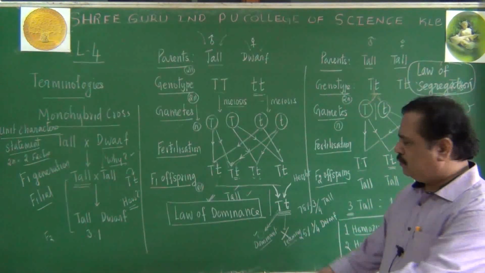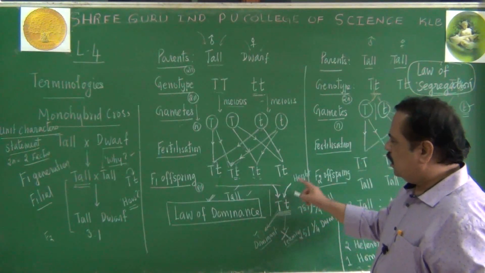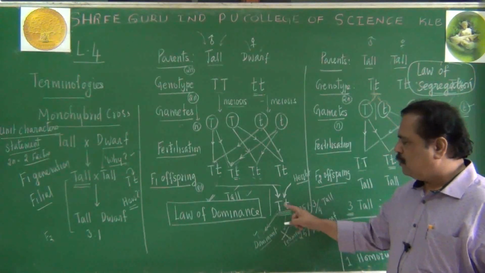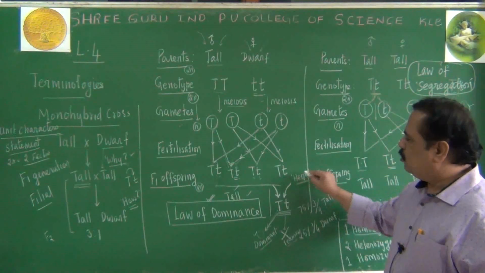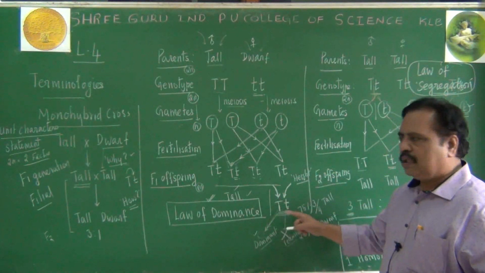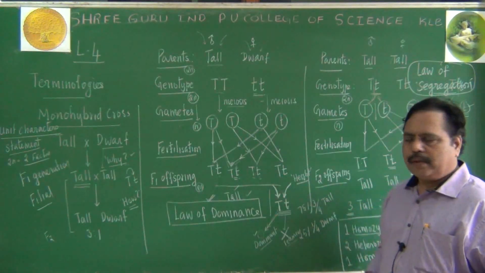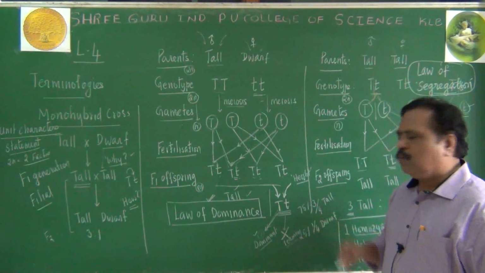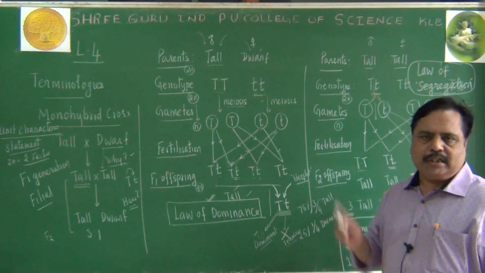Let me repeat it. When two different alleles of a particular character, that means capital T and small t are two different alleles, they belong to a character called height. When two such different alleles are brought together in a hybrid, F1 hybrid, only one of them will be expressed and another one will be suppressed. That is called what? Law of dominance.